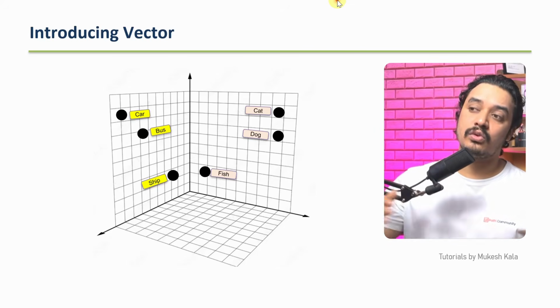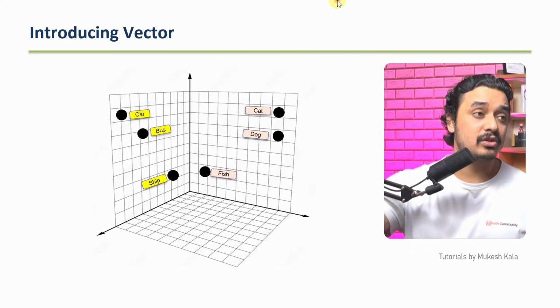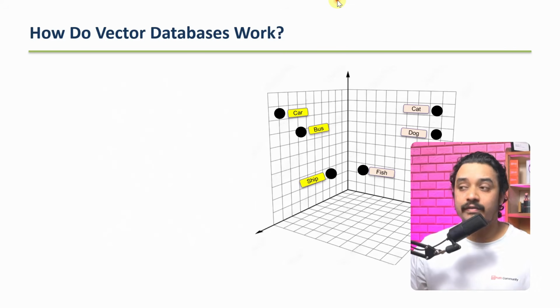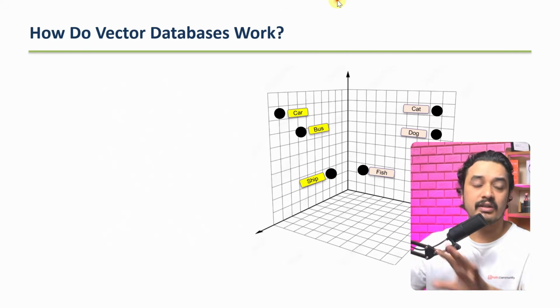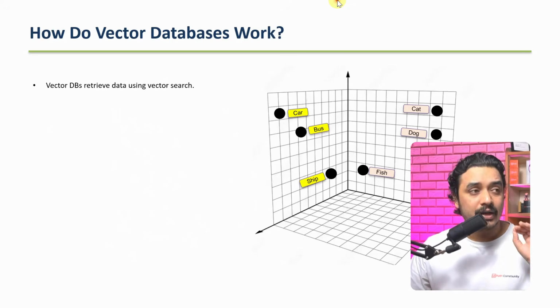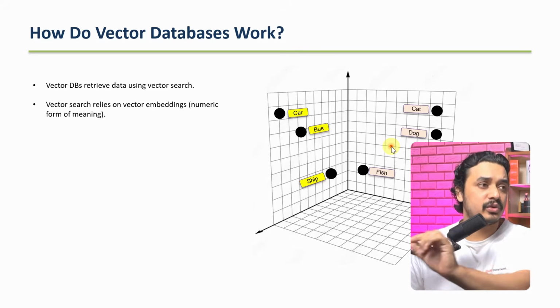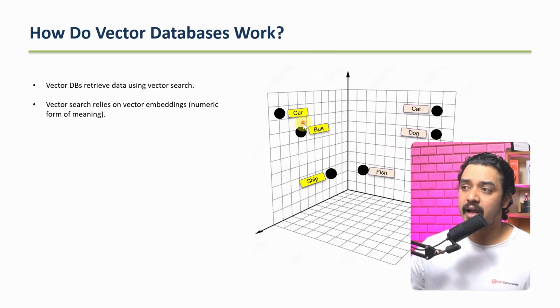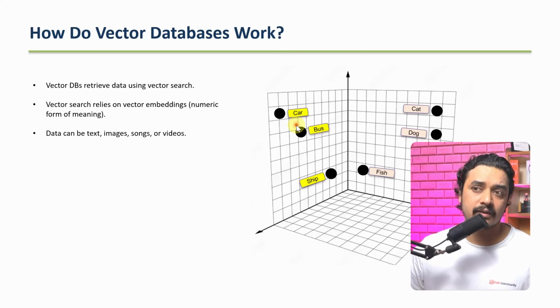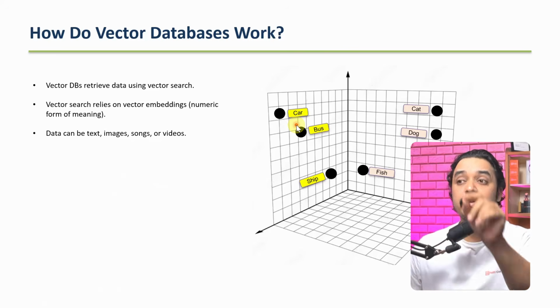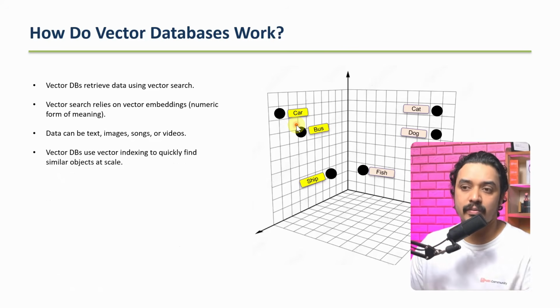If I store the information like this, it is called storing the information in coordinates. Now, how would the vector database work if I had stored the information like this? Let's try to see that. A vector database retrieves the data using something called vector search. Vector search relies on embeddings. All of these black dots would have a number, and I'm going to show you what exactly that embedding is. It will identify which two numbers are close to one another. The good part is that the data here can be text, images, songs, or even videos, stored in this format.